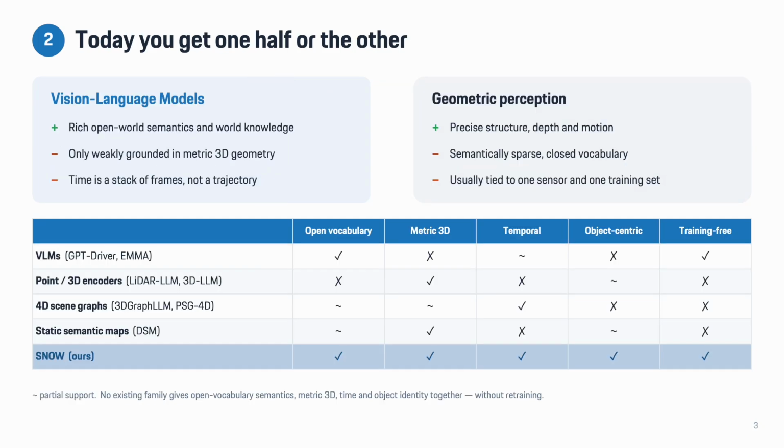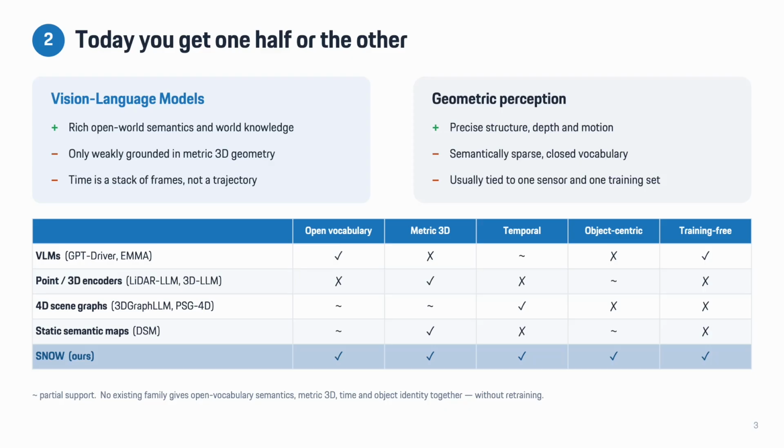Vision language models provide rich open world semantics and world knowledge, but lack spatial and temporal understanding. On the other hand, geometric perception models provide precise structure, depth, and motion, but are semantically sparse and only provide closed vocabulary label sets. There are some existing prior methods that try to tune VLMs on the spatial or temporal training data, or provide explicit graph structures for 4D and 3D understanding.